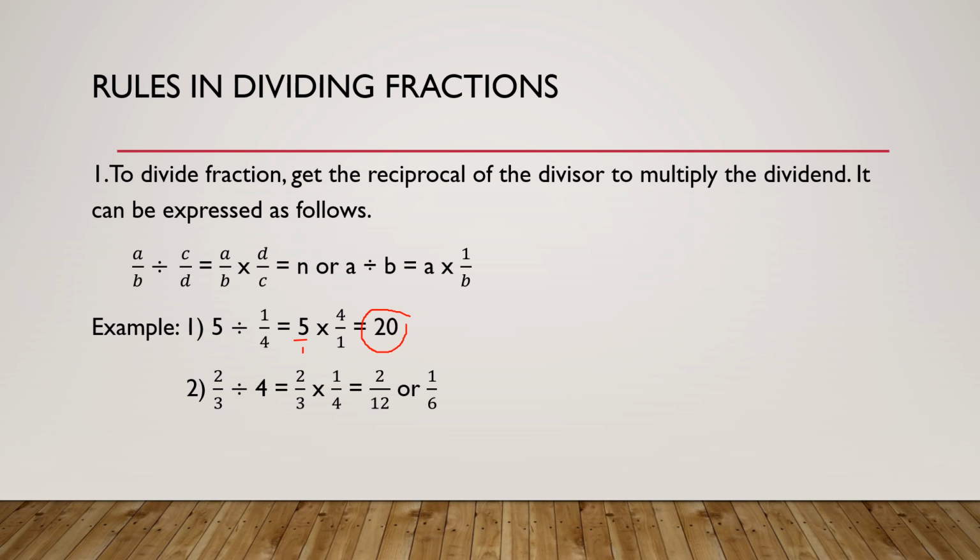Next, we have 2/3 divided by 4. Okay, so 4 over 1, no? And then 2 times 1 is 2, 3 times 4 is equal to 12. Then get the GCF, which is 2. So 2 divided by 2 is 1, 12 divided by 2 is equal to 6.